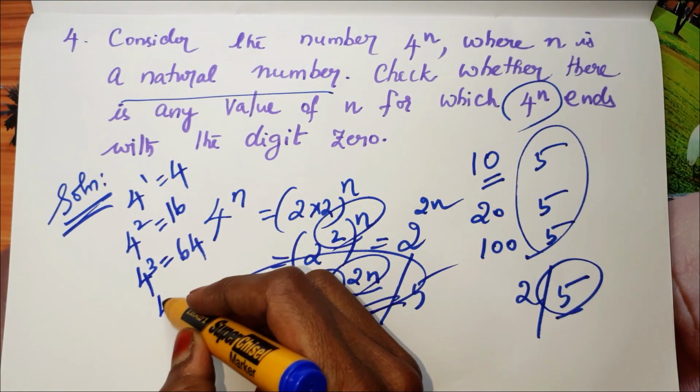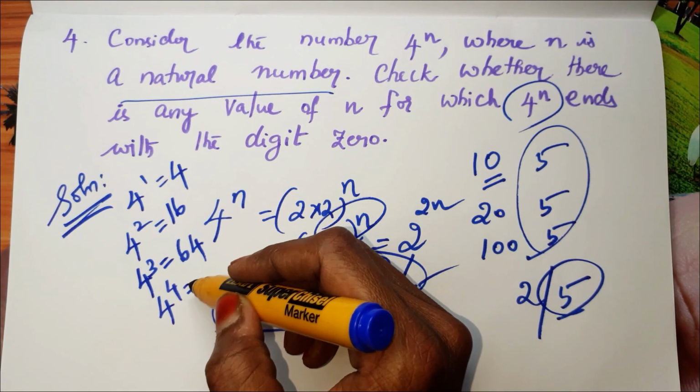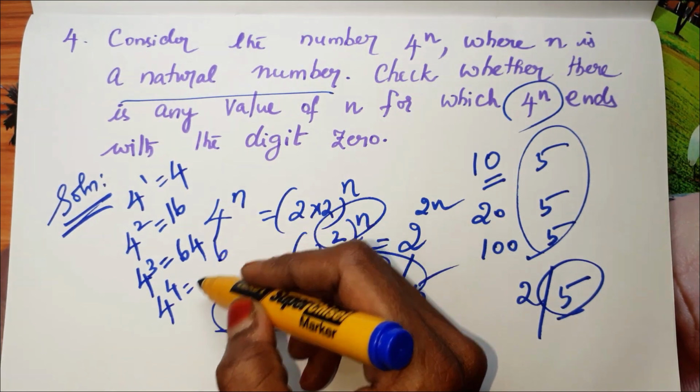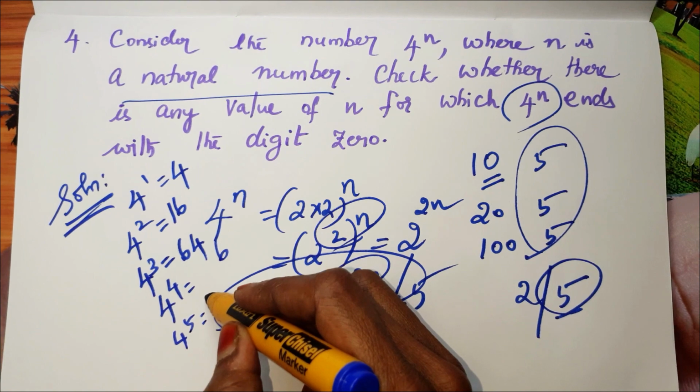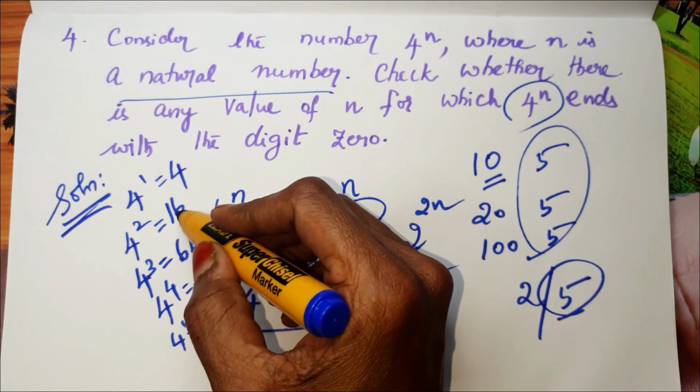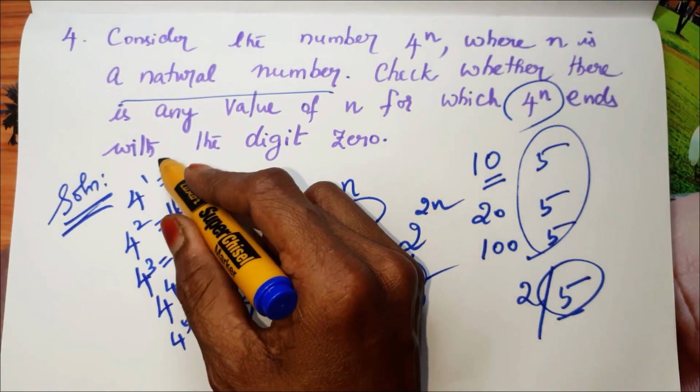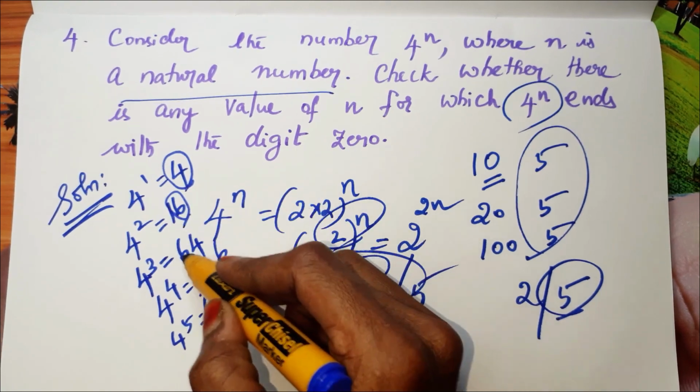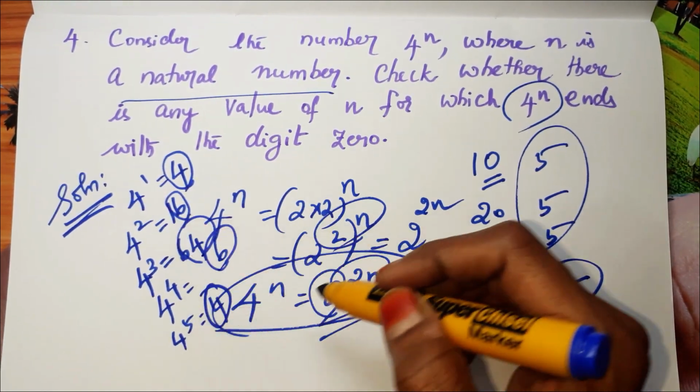64. Then 4 power 4 also ends with 6. Then 4 power 5 ends with 4. So see, repeatedly when we take the powers, it ends with either 4 or 6. Like that only we are getting.